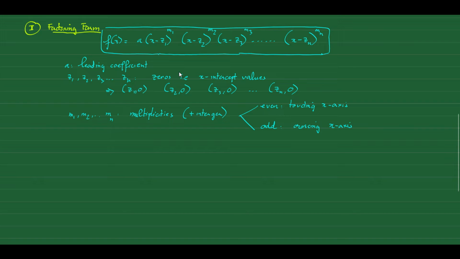Now let me give you an example. Example number 1: given f of x equals (2x minus 3) raised to the second power times (x plus 1), first of all I want you to find the domain, then find the zeros, the x-intercept points.